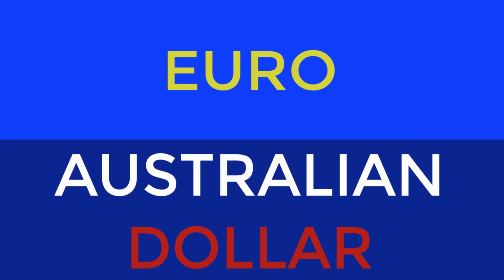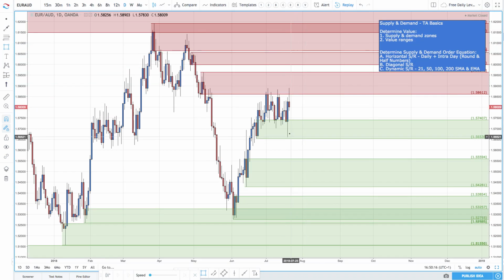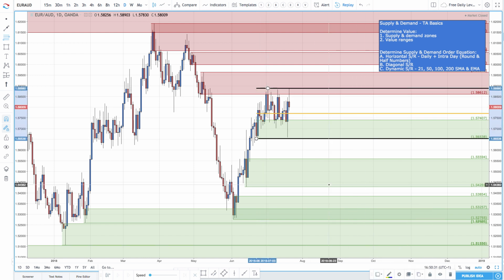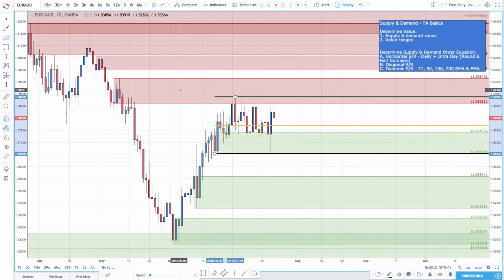Euro Aussie, Euro Australian dollar, prices did come down into this demand zone last week, shot up, and we're really again between this high, what I'd consider probably this high and this low right here from a value range perspective, right? And then probably looking at this area here as an overall range.